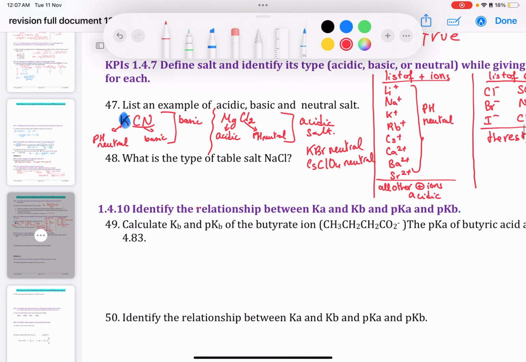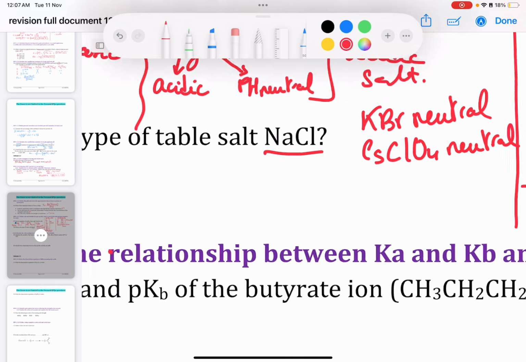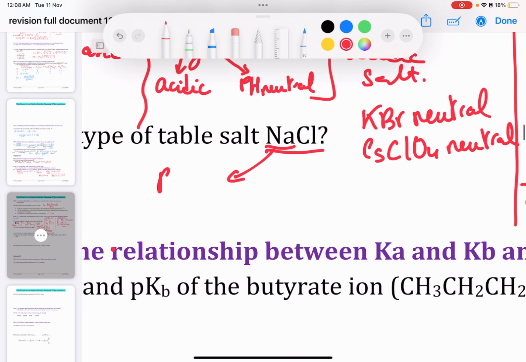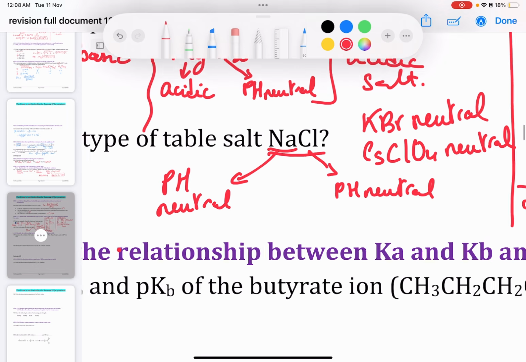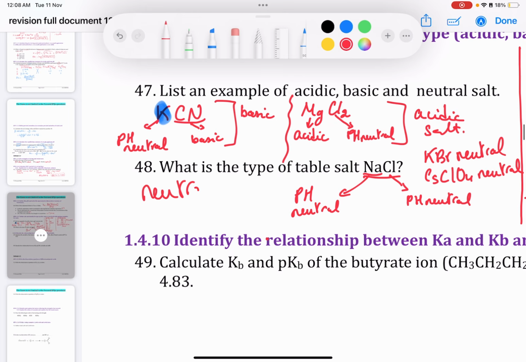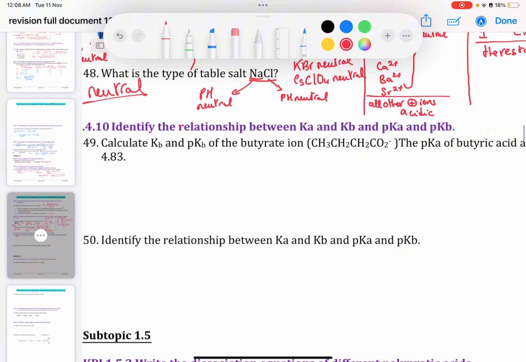What is the type of NaCl? So Na plus is pH neutral, and Cl is also pH neutral. Therefore, this salt is overall neutral. Now, again, I'm just going to mention that these ions, we call them pH neutral because they cannot hydrolyze with water. It means they cannot react with water to become acidic or basic. So that's why they remain neutral.